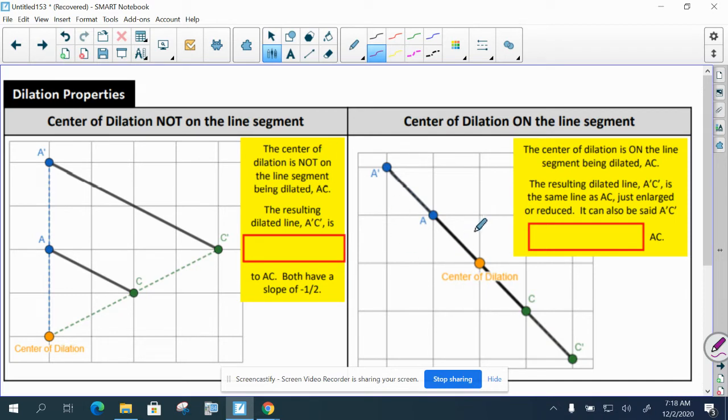So here, your center of dilation is on the line segment. So you've got AC, and then here's the center of dilation. So if the center of dilation is on the line segment, then you just get the same line segment, but it's just twice as big. If it's an actual line, then it's the same line because the line goes on for infinity.